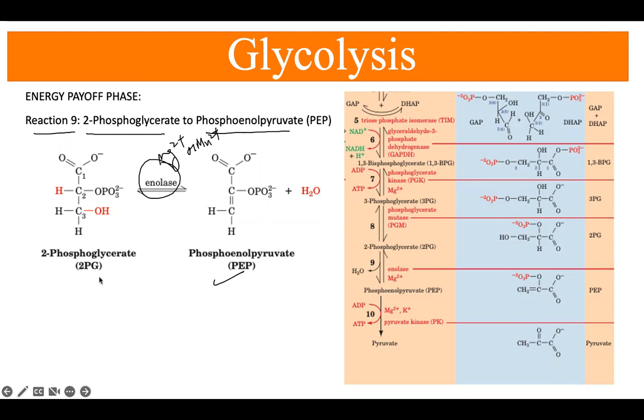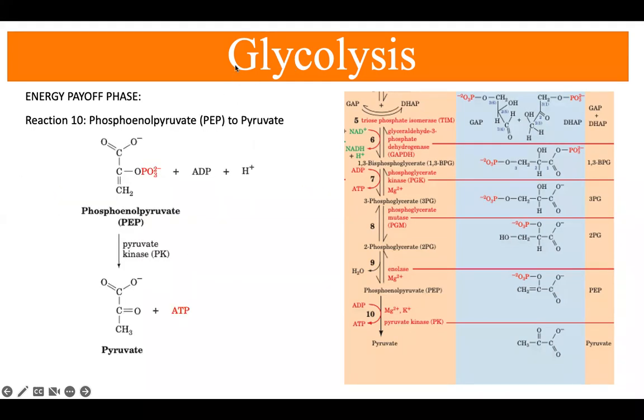So now let's see what's happening here. If you look at the structure of 2-phosphoglycerate, you can see that an OH group is present here. Now when enolase acts on it, it removes this OH group from here and a hydrogen atom from here, and a double bond is introduced here, and water is released in this fashion. Now this molecule that has been formed is known as phosphoenol pyruvate, which is a high energy compound. Moving on to the last reaction.